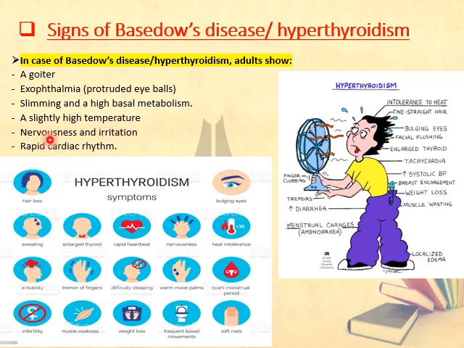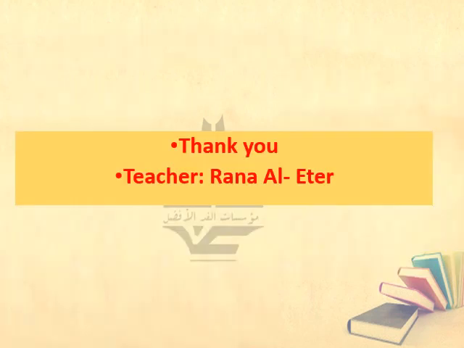They also suffer from nervousness and irritation and rapid heartbeats or cardiac rhythm. What else? Difficulty in sleeping, irritability, hair loss, muscle weakness also, weight loss, frequent bowel movements, soft nails. All these are signs corresponding to hyperthyroidism, or when our thyroid gland is secreting a high level of the thyroid hormones into the blood.